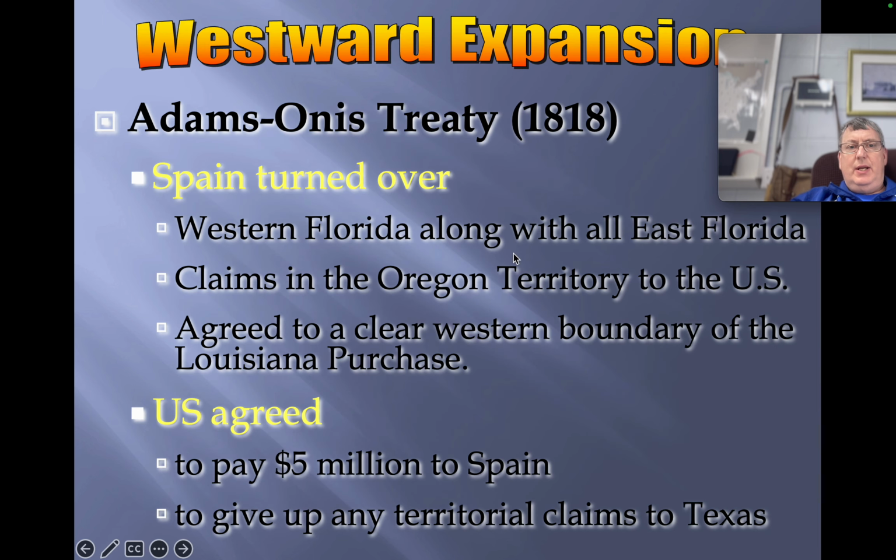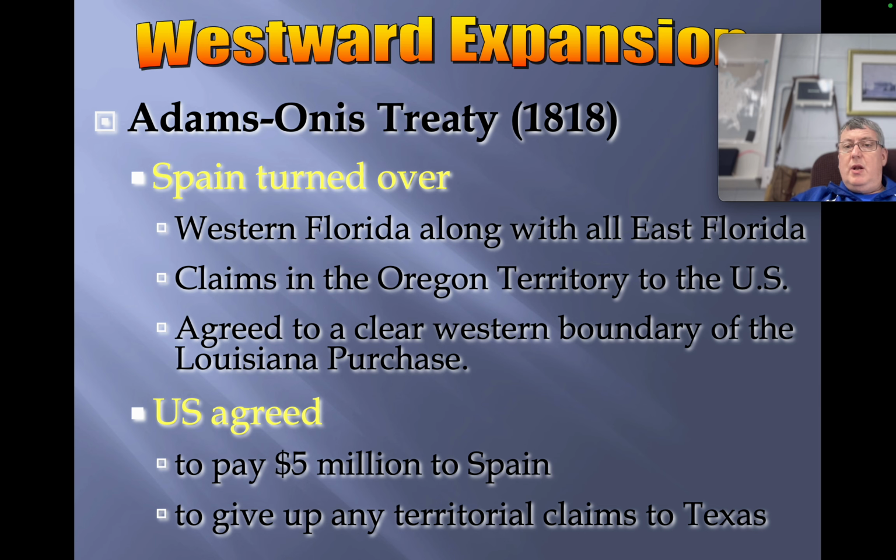In that treaty, Spain, here's the big thing, Spain turned over western Florida along with eastern Florida. In other words, all of Florida. There were just some different chunks on it. You'll see it on a map in a second. Spain, they really didn't have much claims in Oregon, but they gave up any claims that they had in the Oregon Territory, which we'll talk more about in future chapters.